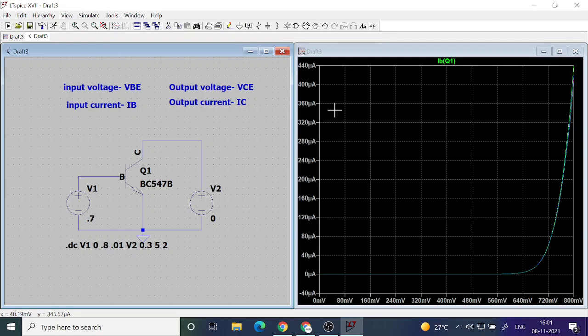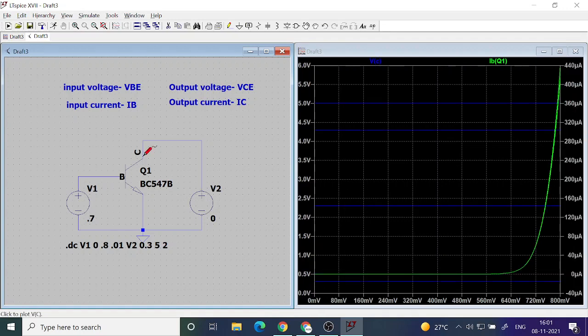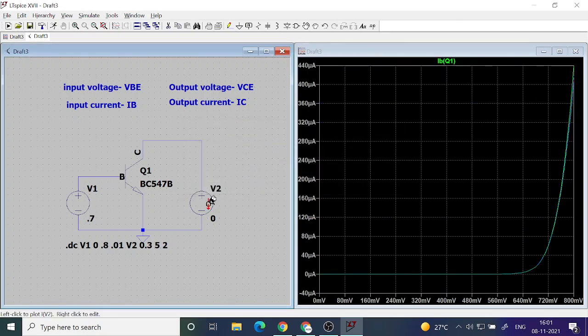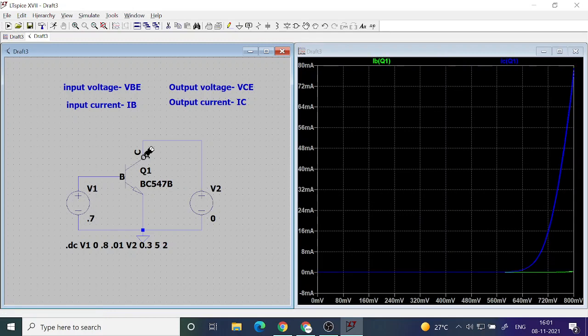That's called beta. In order to find beta, all you need to do is fix the x-axis, say 720 millivolt, and measure this current from the input characteristics. Then you do the output characteristics. Sorry, that is not voltage, that is not current. So measure this current.